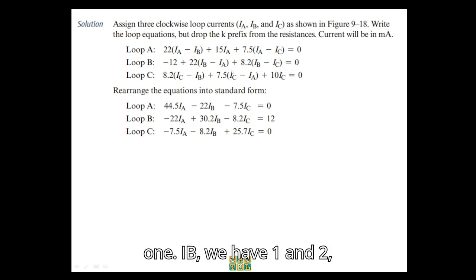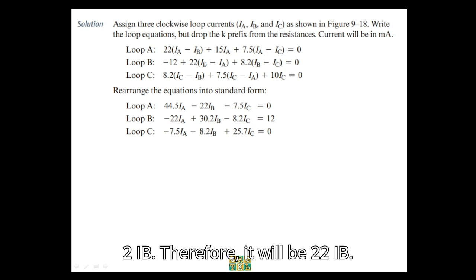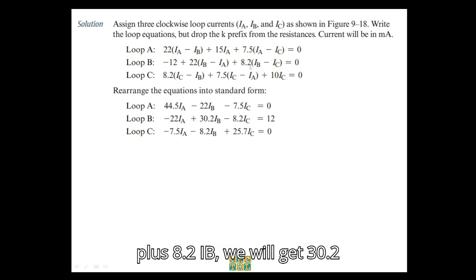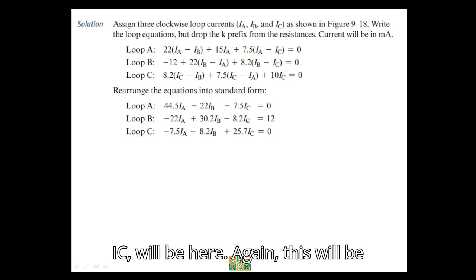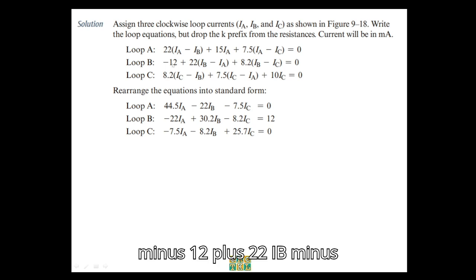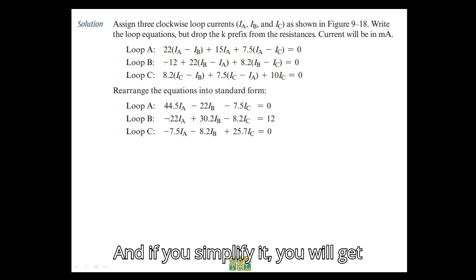IB, we have 1 and 2. 2 IB, therefore it will be 22 IB plus 8.2 IB, we will get 30.2 IB. And the IC, which is negative 8.2 IC, will be here. Again, this will be minus 12 plus 22 IB minus 22 IA plus 8.2 IB minus 8.2 IC equals 0. And if you simplify it, you will get this.